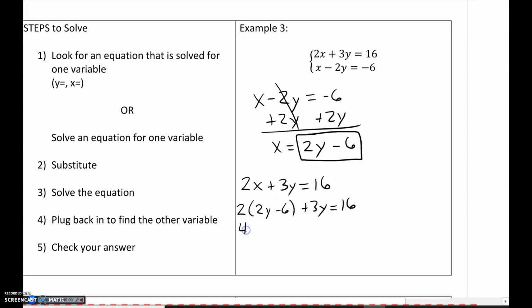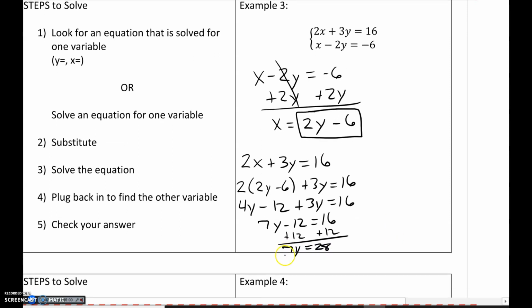distribute, combine like terms, and then solve. So in this case, I get y is equal to 4.